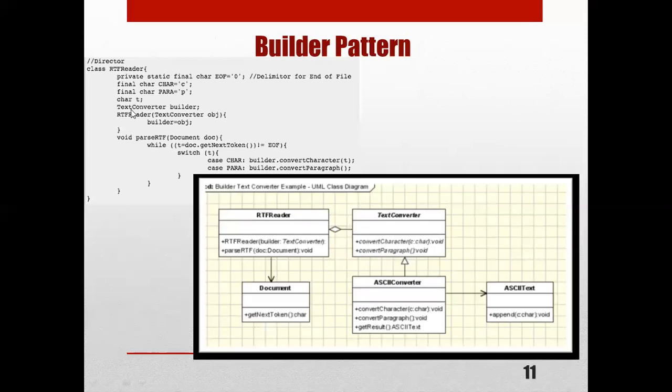Here you can see the TextConverter class, and an object for that TextConverter. That is the builder. Then RTFReader, an object of TextConverter we are going to call here in class RTFReader. This class is a composition of the TextConverter class. Okay. Then we are going to implement the method of the RTFReader class, that is the director class.